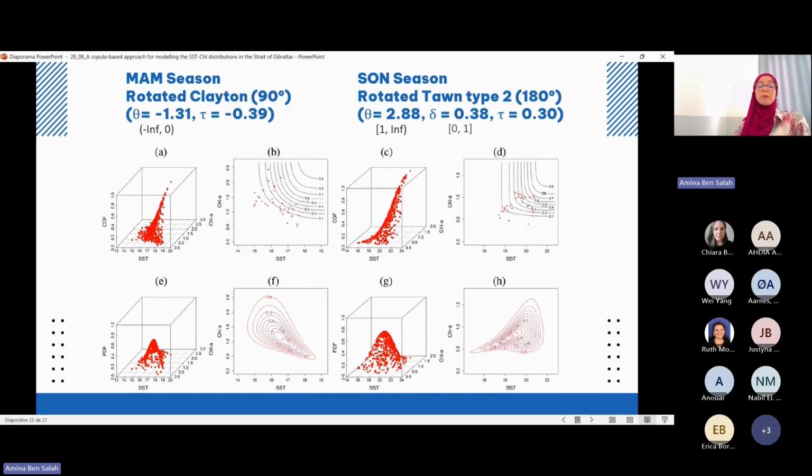So here again, we have the CDFs and the PDF and their contours. For the MIM season, the rotated Clayton copula had parameter theta equal to -1.31 and the Kendall's tau is equal to -0.39, which reflects a strong lower tail dependence. For the S1 season, the rotated Tawn copula type 2 had parameters theta equal to 2.88 and delta equal to 0.38 and the Kendall's tau is equal to 0.3, which captures positive dependency in the upper tail and also the asymmetric behavior.